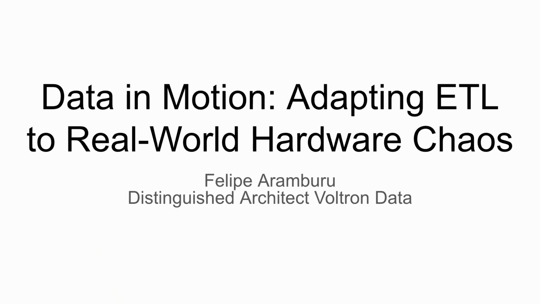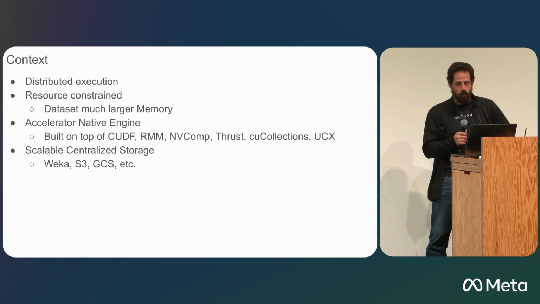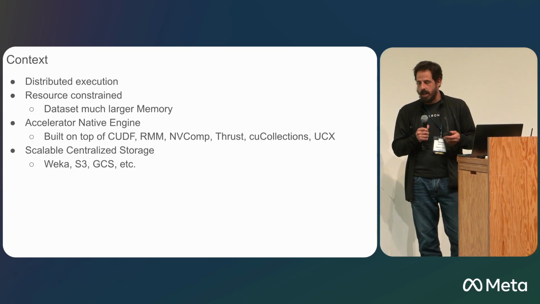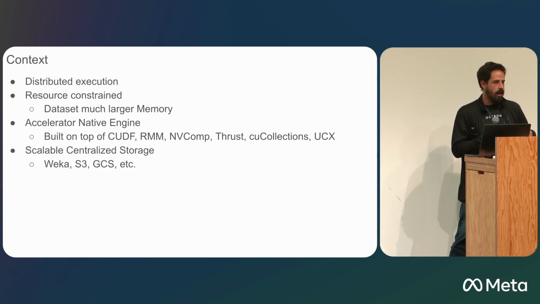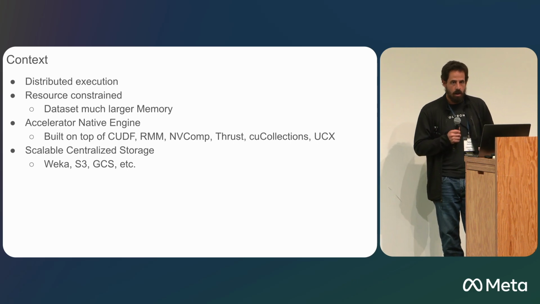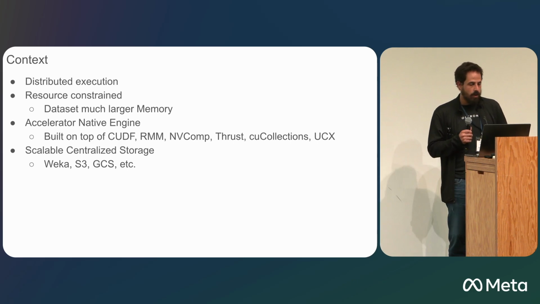And I'm going to talk to you all today about two different hardware systems and how you can change the way that you leverage certain parts of your software stack in order to make things more efficient. So for context, we're talking about distributed resource-constrained execution. So the data set is much larger than the memory that you have available. We're talking about an accelerator native engine.